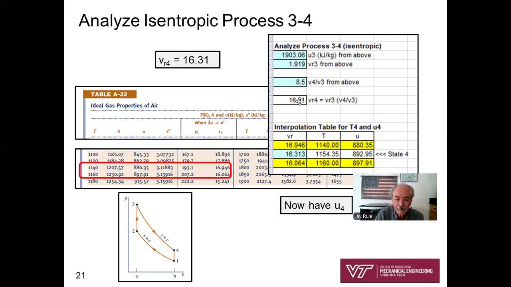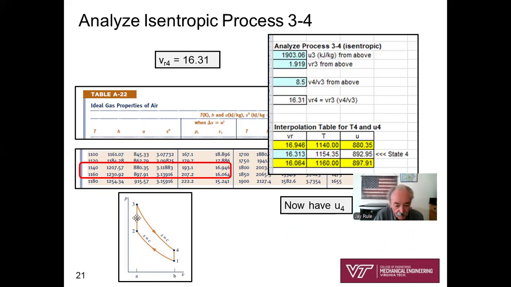Okay, I just found VR3. There it is. I wrote it down, 1.919. And U3, I just found it, 1903.06. I just looked it up. I solved for that with the first law. So I've got U3 and VR3. So I solve for VR4. Oh, well, I need V4 over V3. That's 8.5. That's given.